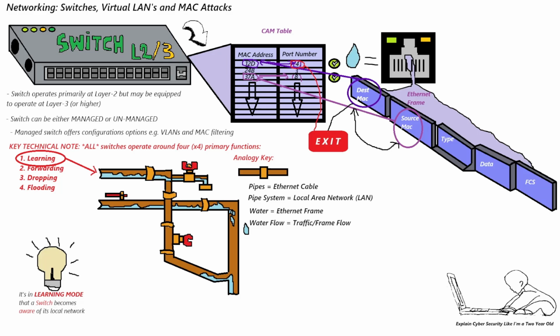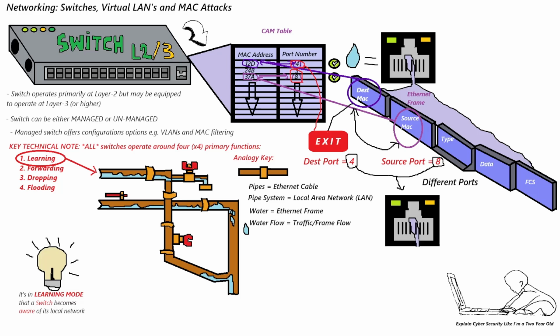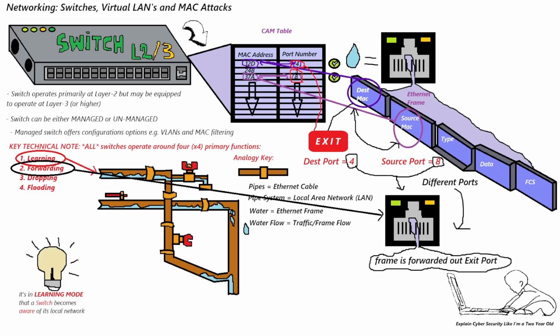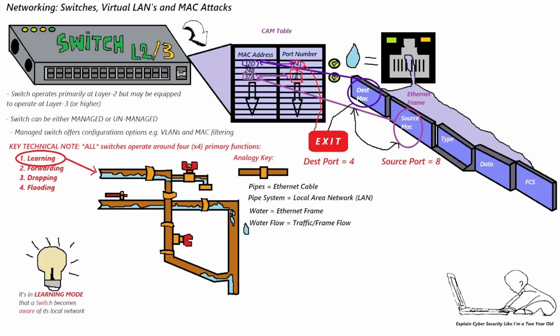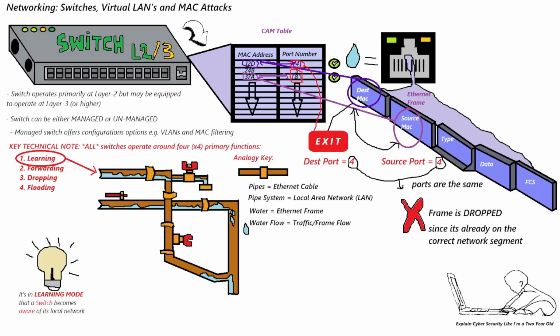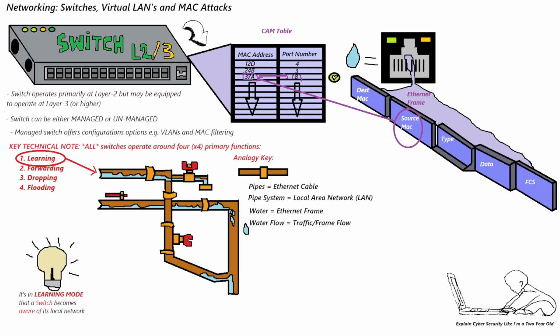If the destination MAC address is present in the CAM table, then the exit port in the CAM table is compared to the port that the current Ethernet frame was received on. If the port numbers are different, aka 4 and 8, then the frame is forwarded out the exit port. And key technical note: this process is known as the forwarding primary function. But what if the port numbers are the same? Then the Ethernet frame is dropped since it's already present on the correct network segment, aka the frame is routed to the correct RJ45 Ethernet jack. And this is the dropping primary function.